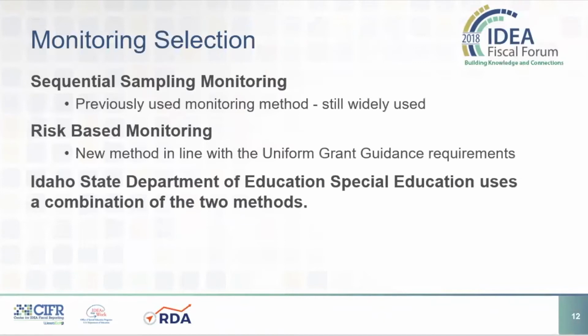So what was the criteria that we were going to use to determine which LEA will be subject to fiscal monitoring in a given fiscal year? The selection methods we use are the sequential sampling monitoring selection method and the risk-based monitoring selection method, which is more in line with the new requirements in the Uniform Grant Guidance.